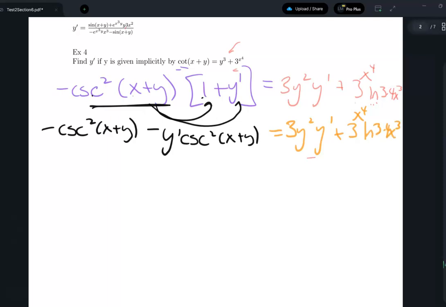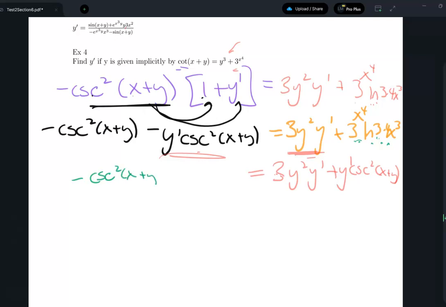So now let's identify our y prime terms. That's a y prime guy, and that's a y prime guy. So let's make them all positive, and let's move them over to the right-hand side. So I'm just going to do 3y squared y prime, add this over, y prime cosecant squared of x plus y. And then on this other side, I'm going to subtract this over, right? So I get carry this one along. And I'm going to subtract 3x to the fourth ln of 3, 4x cubed.